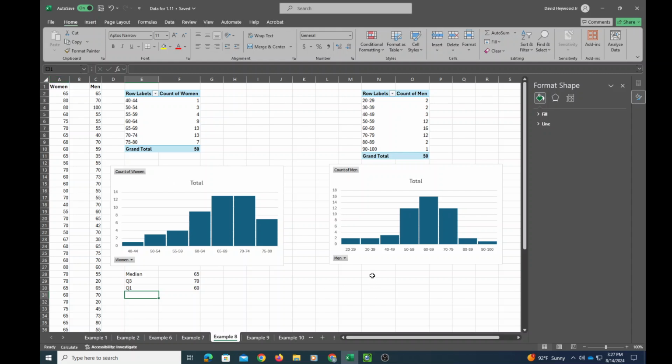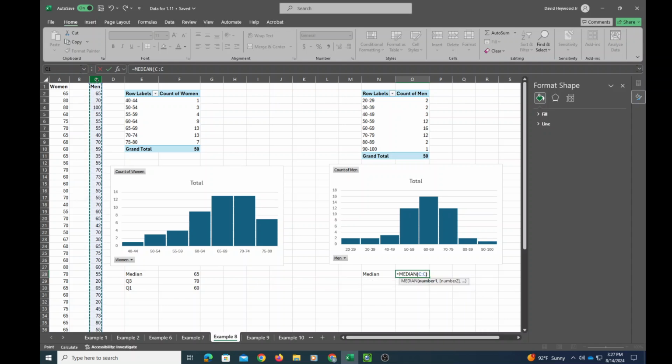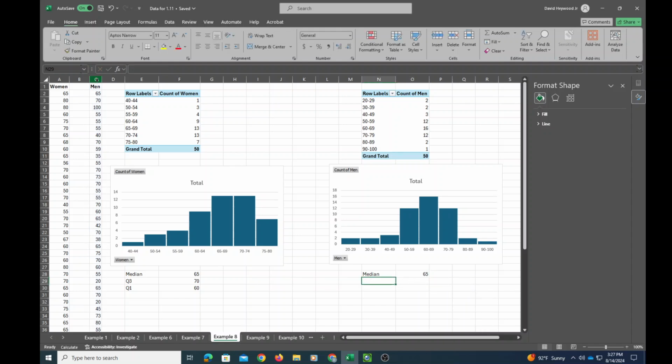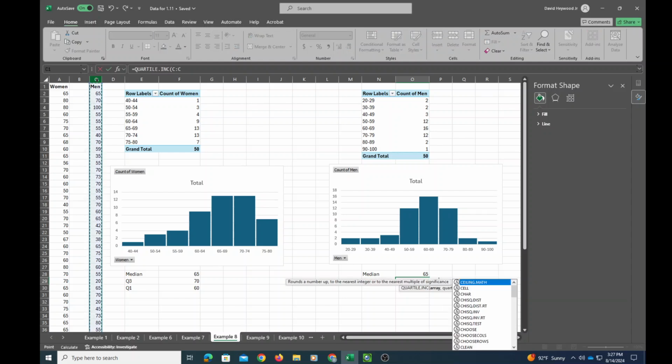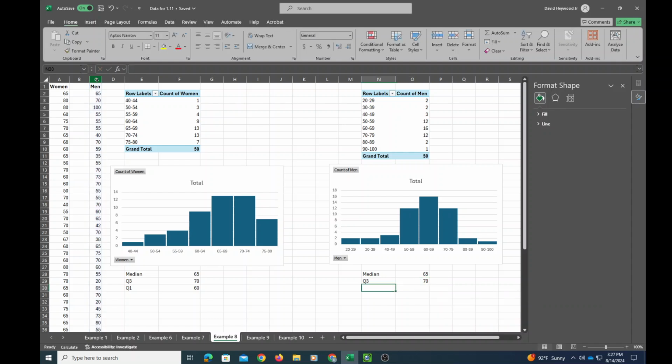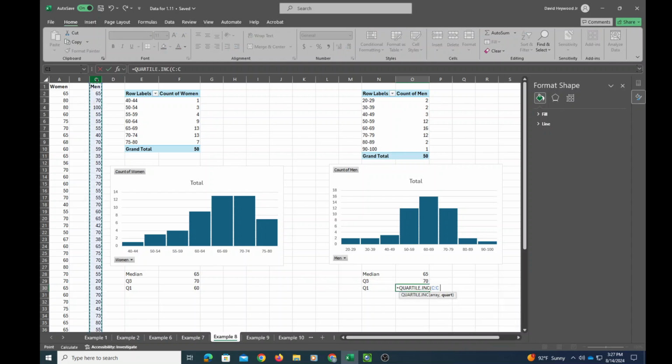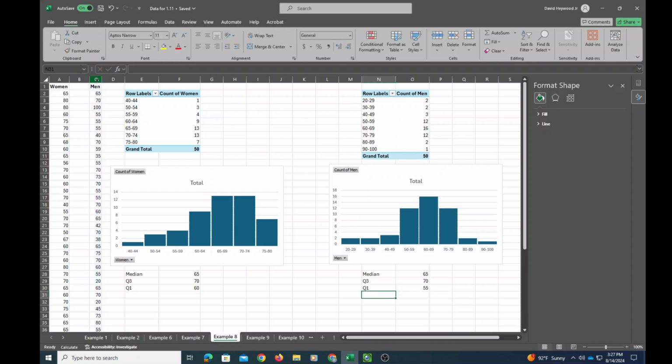And then let's do the same thing for the men real quick. Equals median. Select the men. Okay. Q3. We'll say equals quartile.inc. Select the men, comma 3 for the third quartile. Say equals quartile.inc. Again, select the men, comma 1 for the first quartile.